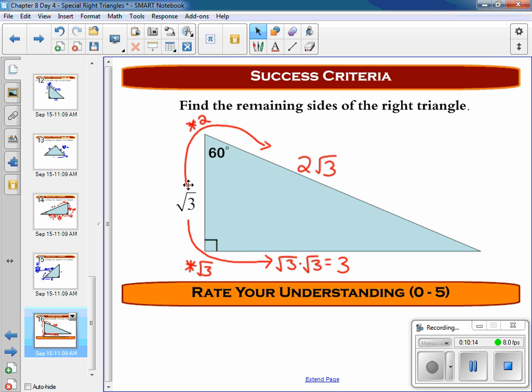Rate your understanding on a scale of 0 through 5. If you were able to do this success criteria 100% by yourself, then you should be good to go.